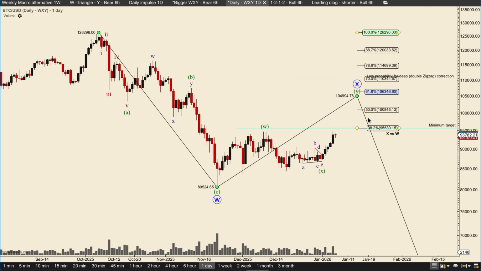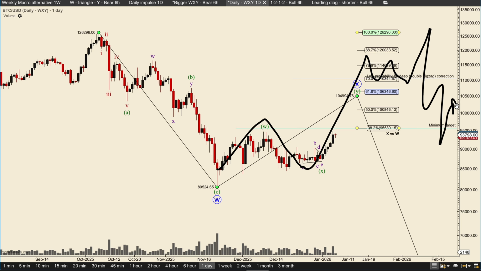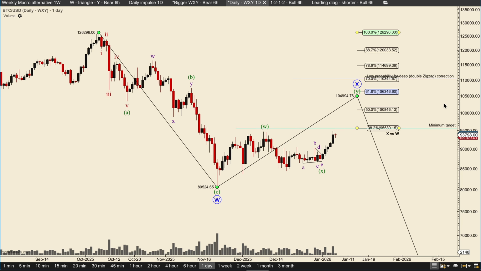So yeah, the probabilities, as I mentioned, are higher for this being a corrective wave, unless we get a 1, 2, 3, 4, 5 ABC, and then we get an impulse. Yeah, then the leading diagonal takes over. But until then, this has the highest probability.